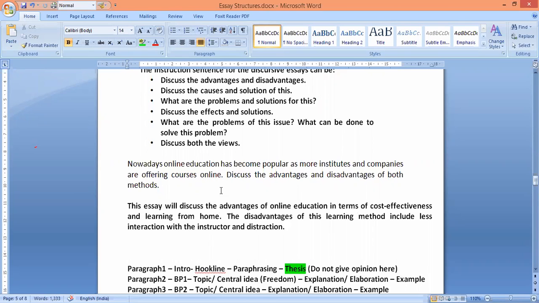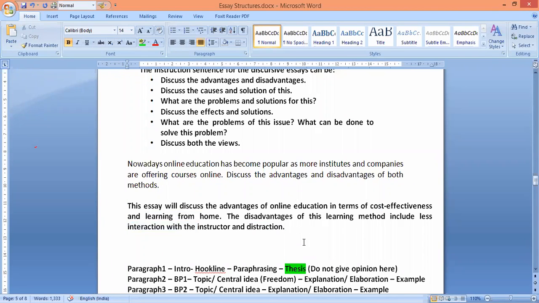So now I am telling the examiner that the advantage is cost effectiveness and learning from home, and the disadvantage is less interaction with the instructor and distraction. So this is my perfect thesis for this question.